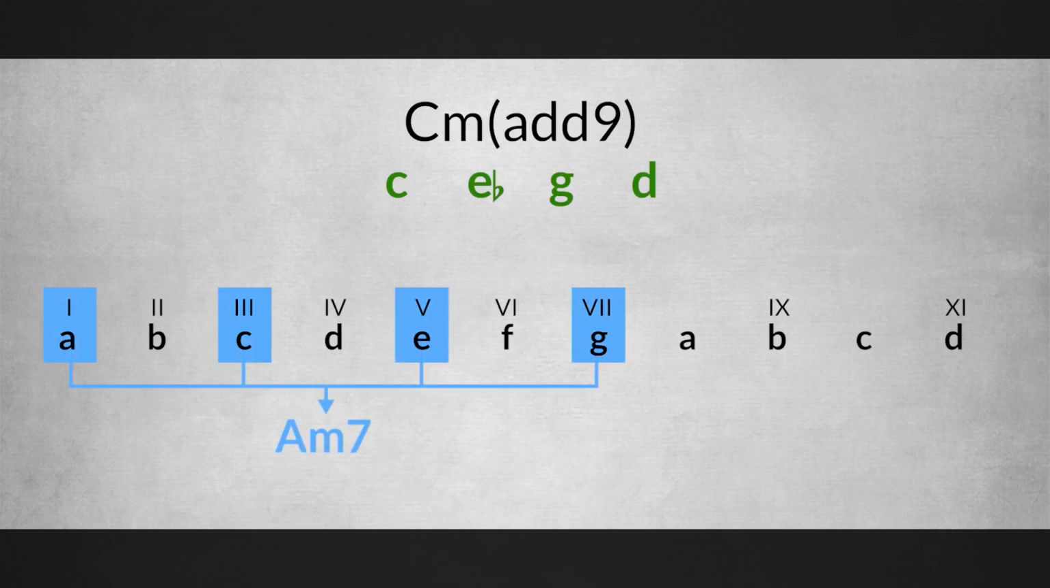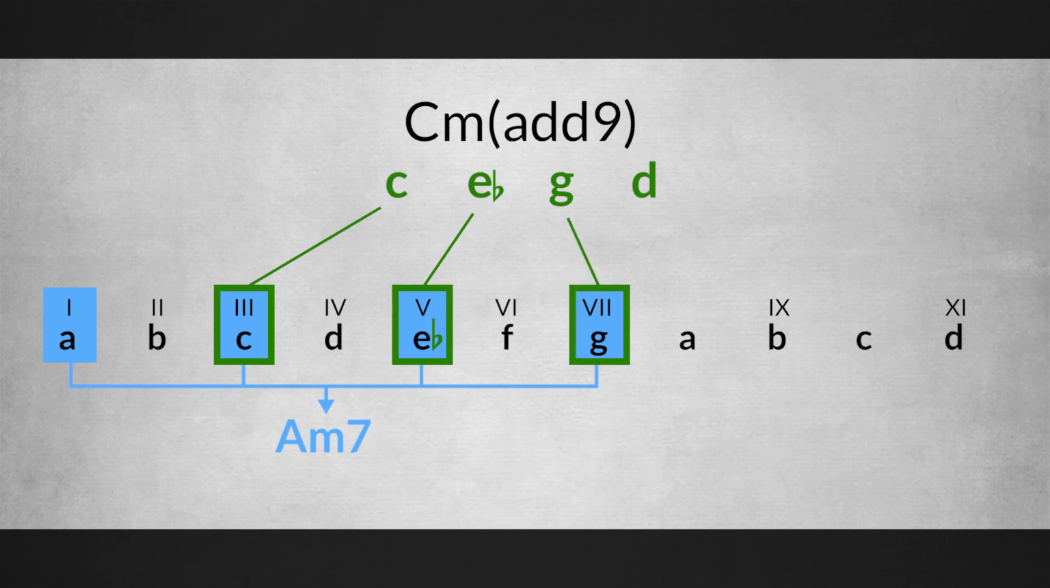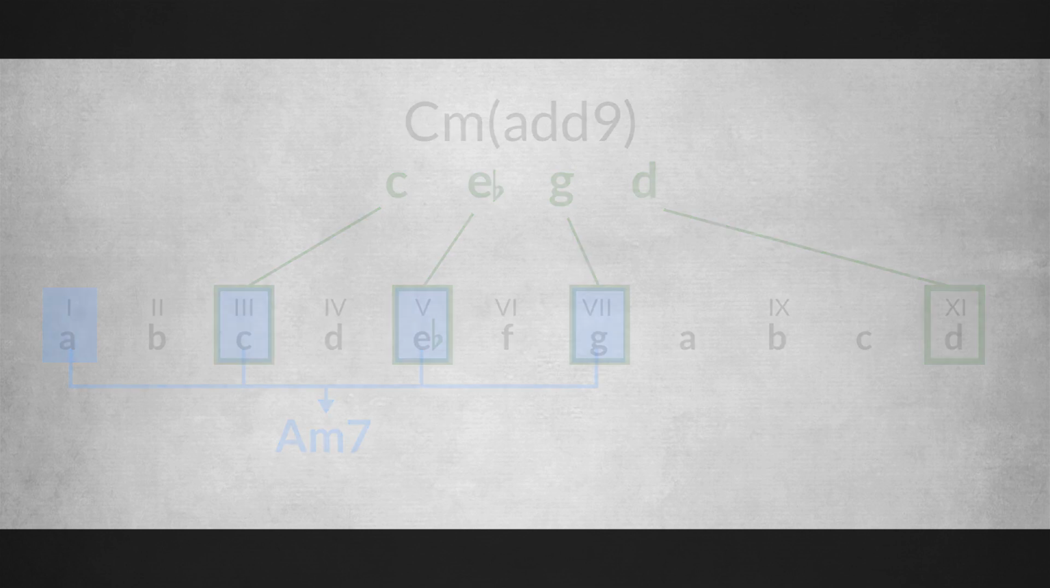By doing so, the notes of the C minor added 9 chord get a different function. The C is now the 3rd of the A minor 7 chord, and the E flat is a diminished 5th or the sharp 11th and functions as the blue note, giving it a bluesy sound. The G is the minor 7th of the A minor 7 chord, and the D is the 11th in the A minor 7 chord. And it sounds like this.